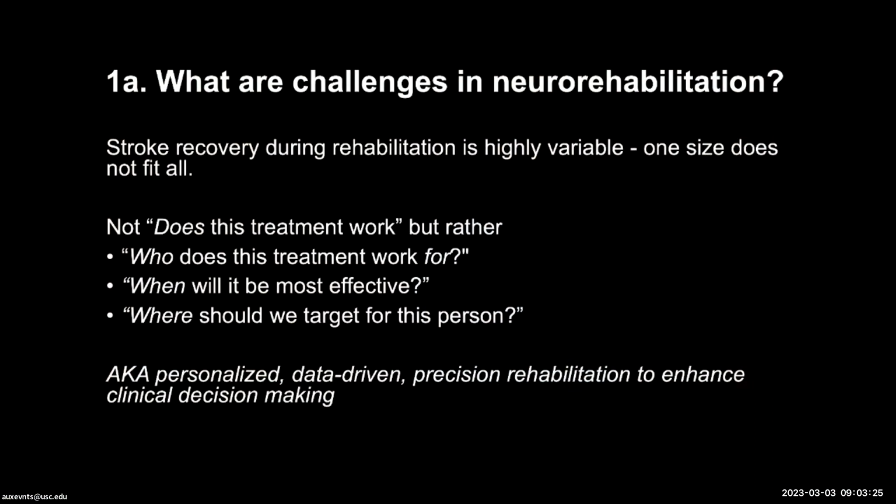And personally, to be a little bit provocative, I think the traditional model of clinical trials to say, does this treatment work or does this treatment work better than standard of care? Sometimes I don't know that that's answering the questions that we need for our patients. What we really want to know is who does this treatment work for? When will it be the most effective for someone? And where should we target for this person? Because with every treatment, I feel like it works for some people. So trying to identify that is really the key.